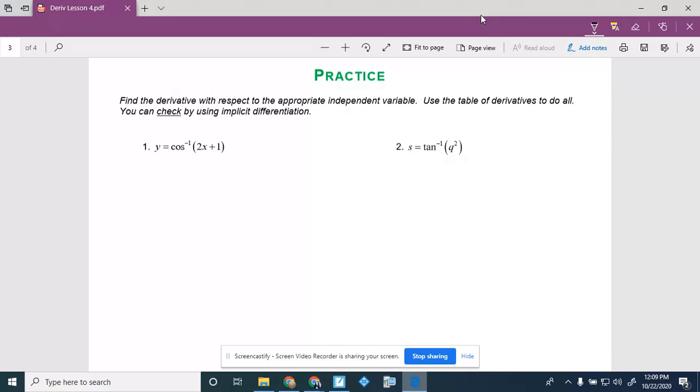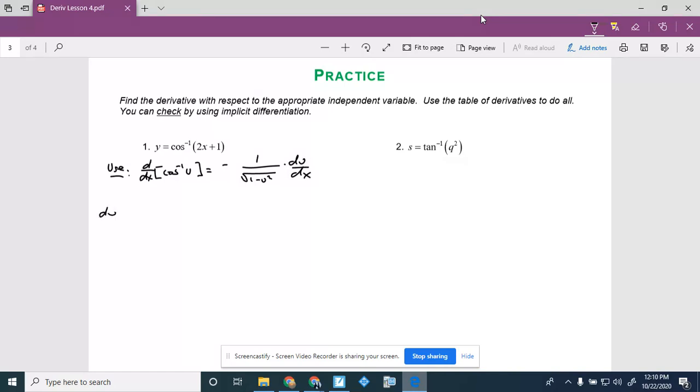Here I have y equals arc cosine of stuff, and I want to take the derivative. So I'm just going to make a note. That means we're going to use the rule for the derivative of arc cosine of stuff. So what is that? The derivative with respect to x of arc cosine of u is negative 1 over radical 1 minus u squared, times du dx. That's it. That's the rule.